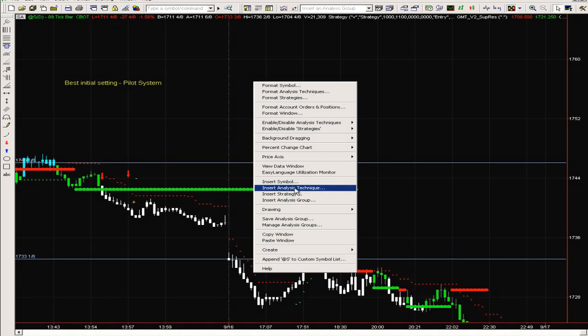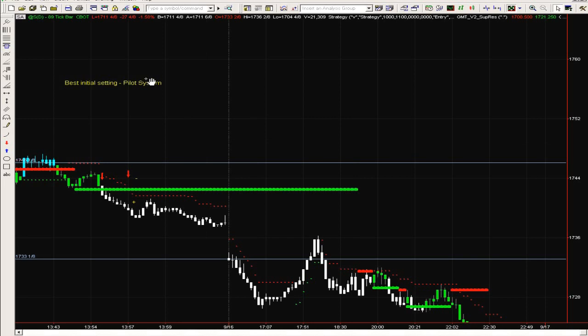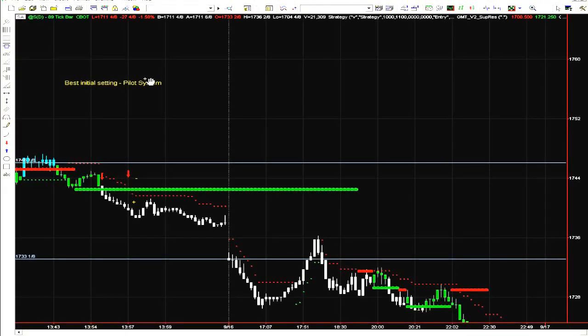So basically, what we're going to do is we're going to go to insert analysis technique. Once you get this indicator, basically it's exactly the same as loading up any of your ELDs. It's not yet, but it will be. So we'll get that set up on MultiCharts.